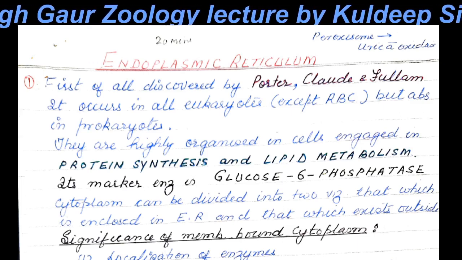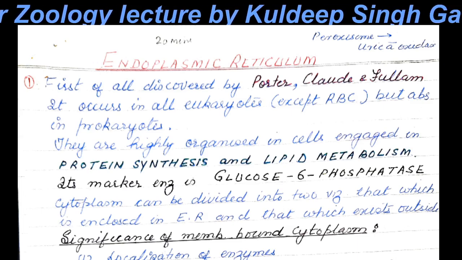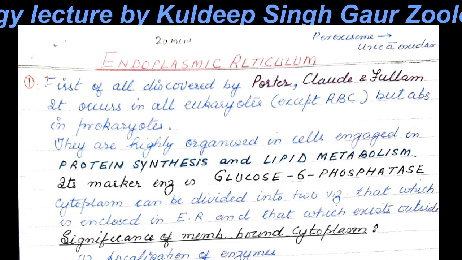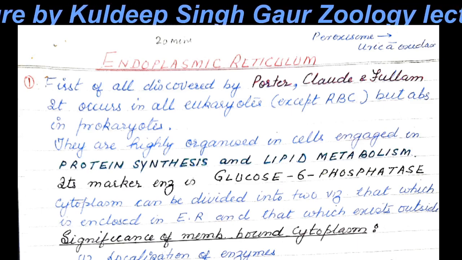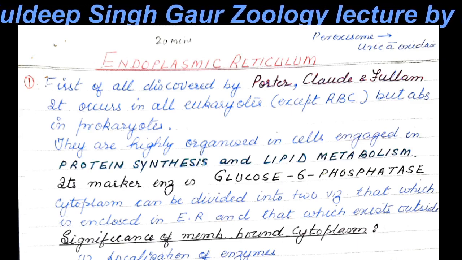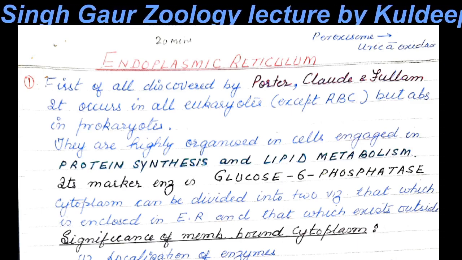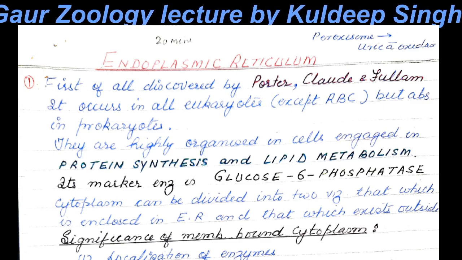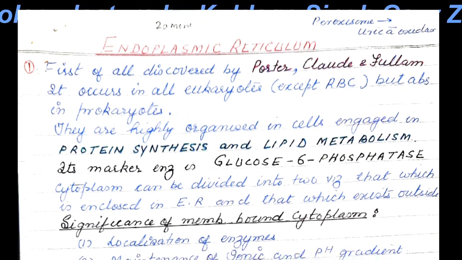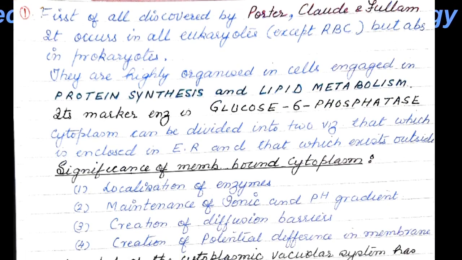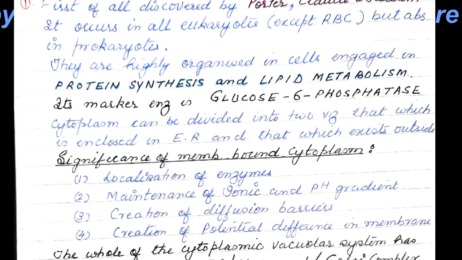Now, if endoplasmic reticulum is present in the cell, it divides the existing cytoplasm into two: that which is enclosed in endoplasmic reticulum and that which exists outside the endoplasmic reticulum. This distinction has certain significance, that in the membrane bound cytoplasm the enzymes get localized. It is very important for maintenance of ionic and pH gradient.